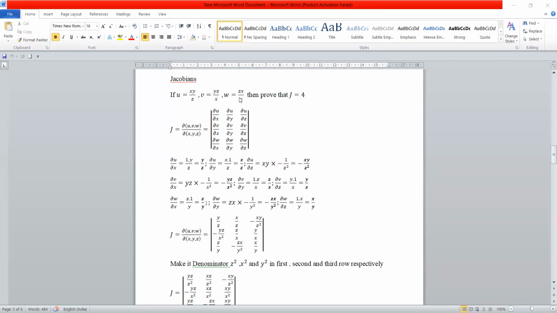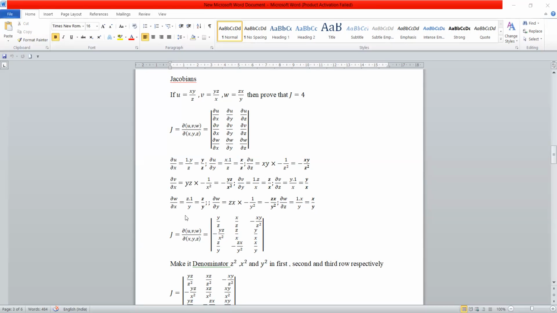So differentiate w with respect to x, differentiation is 1, z into 1 by y, z by y. Differentiate w with respect to y, zx is constant, keep it as it is. 1 by y, differentiation is minus 1 over y square. On simplification, minus zx by y square. Differentiate w with respect to z, differentiation is 1 into x divided by y. So on simplification we get x by y.